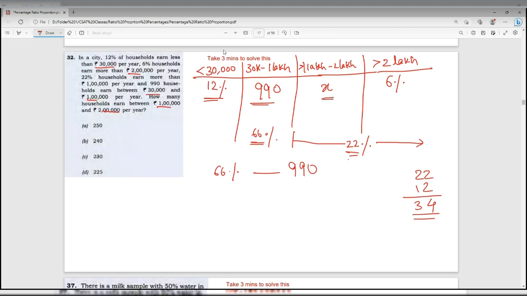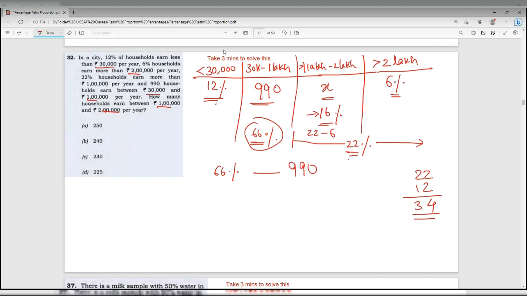X is nothing but if you remove 6% from 22%, we have 16%. So this one, households earning 1 lakh to 2 lakh is 16%, because they are saying above 1 lakh there are total 22%, and above 2 lakh is 6%. So this is 22 minus 6, that is 16%. And this 66% was from this one.